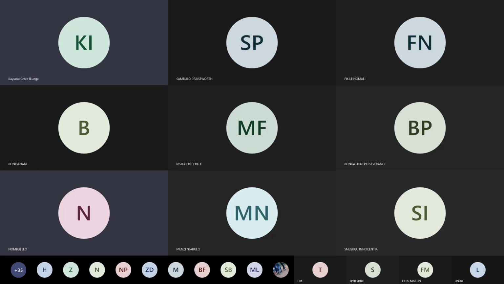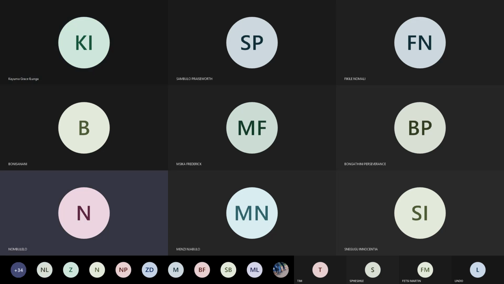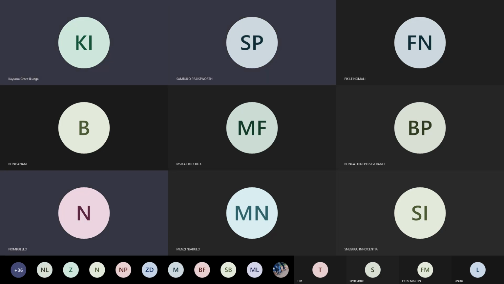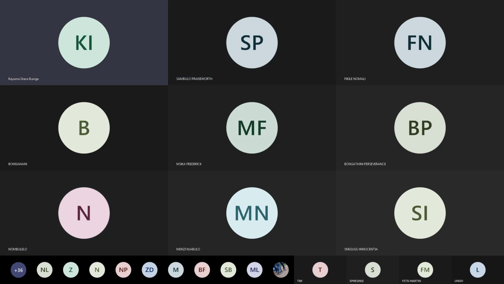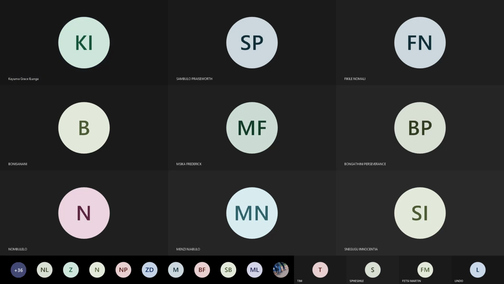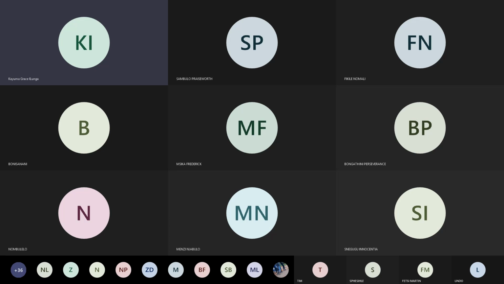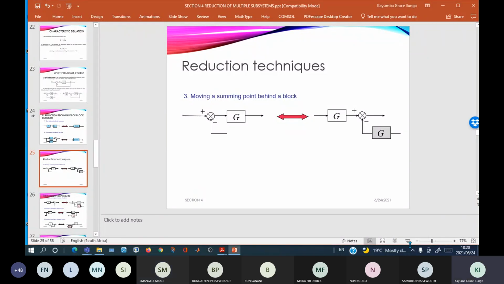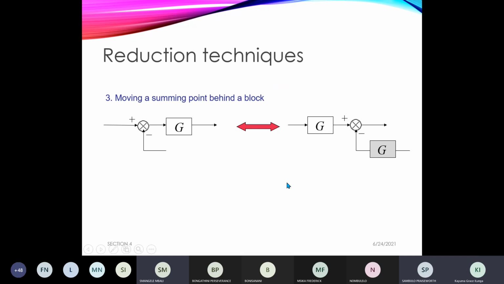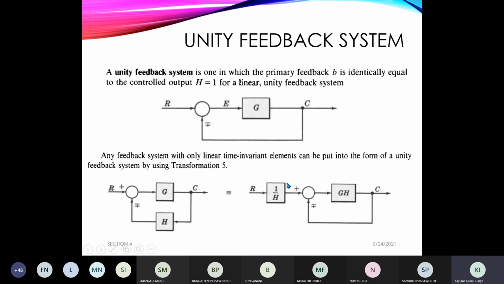Sorry, we can't see the slides. You cannot see the board. Yes. Okay, sorry for that. Let me try to go back and show you the slides. Okay. Now you can see the slide? Yes, now they are back.